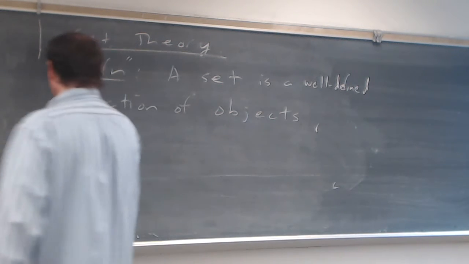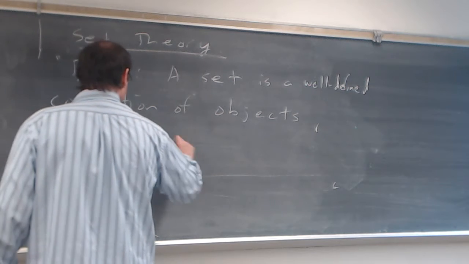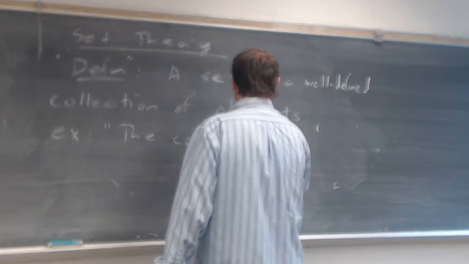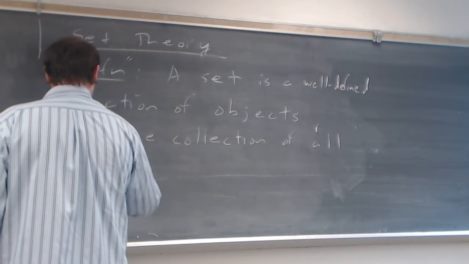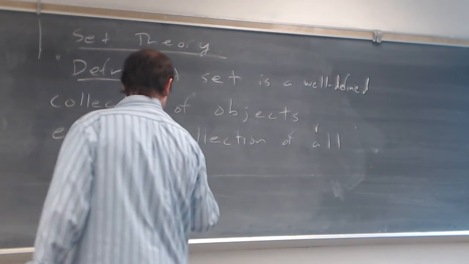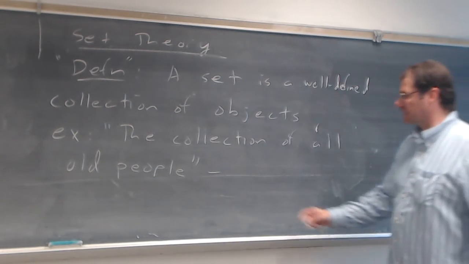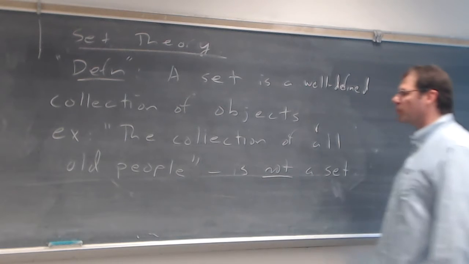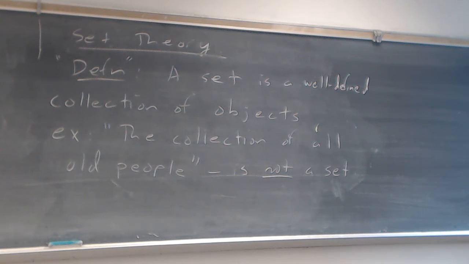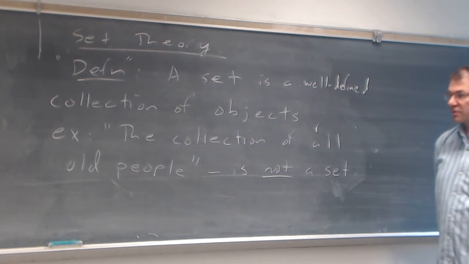As an example, let's take a look at the collection of all old people. This collection is not a set. The reason it's not a set is that old is not well defined. To a 6-year-old, I might be considered an old person and thus am in this set. But to my parents, I'm not an old person, so I'm not in this set. So again, old is not well defined.